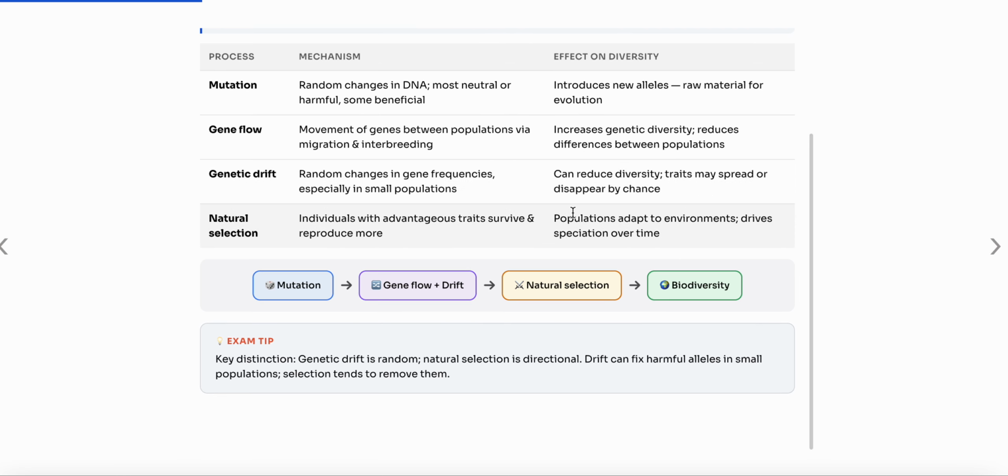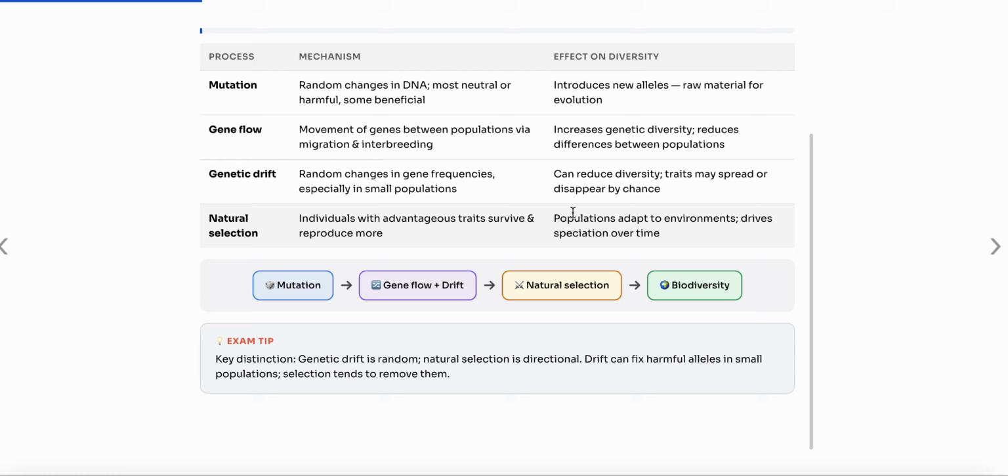The another thing is gene flow. It is the movement of genes between populations via migration and interbreeding, which also increases the genetic diversity and reduces the differences between populations. So whenever there is migration or interbreeding, there is a chance that the two populations exchange their genetic material, and that results in diversity in the upcoming offspring.